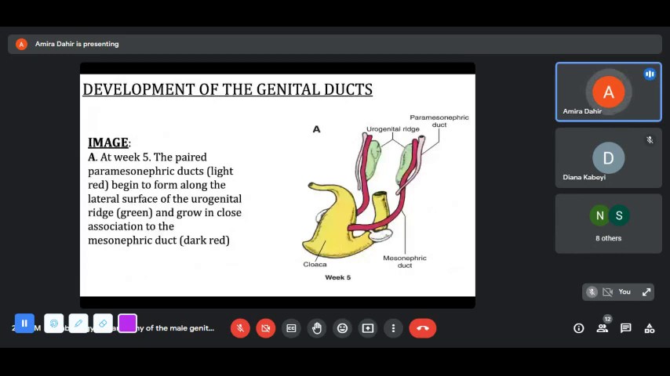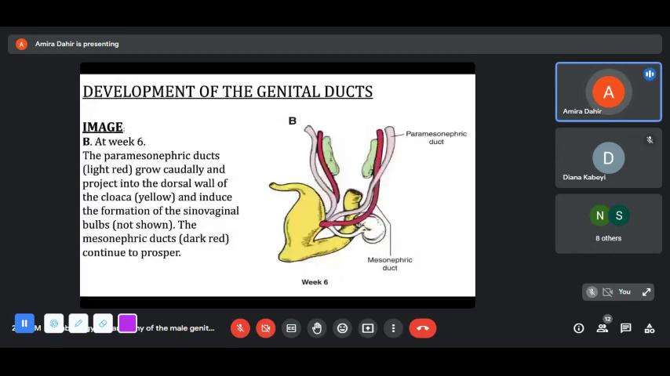At week 5, you can see here the paired paramesonephric ducts in light red begin to form along the lateral surface of the urogenital ridge, which is here in green, and grow in close association to the mesonephric duct in dark red. At week 6, the paramesonephric ducts induce formation of the sinovaginal bulbs, and the mesonephric ducts in dark red continue to prosper.